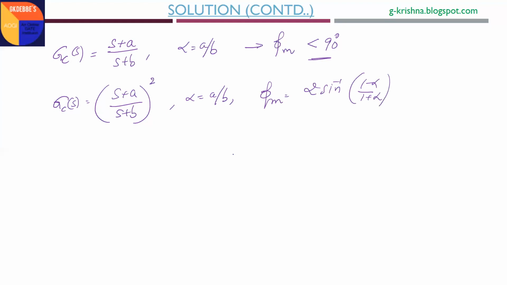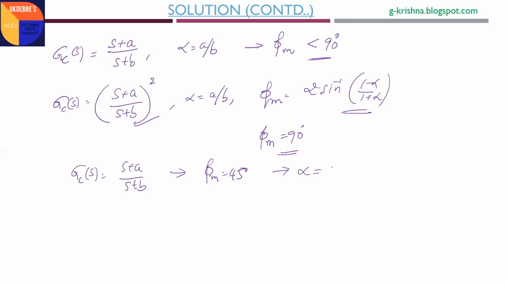Okay. If you want to get this phi m value as 90 degrees, then each lead system should provide how much phase shift? 45 degrees. If this lead system provides 45 degrees, then the two lead systems together will provide 2 into 45, that is 90. For it to provide 45 degrees, what is the required alpha value? It is 1 by 5.828. That is the required alpha value to get the phase shift for one lead system to be 45 degrees.